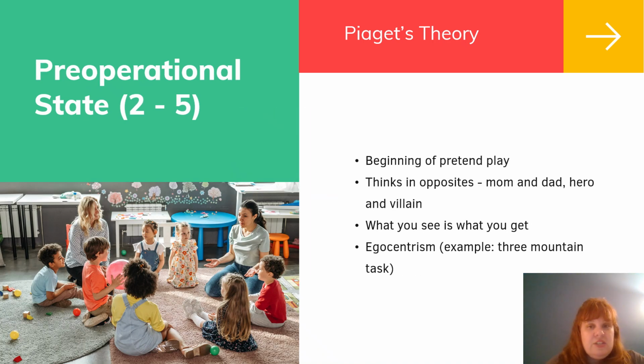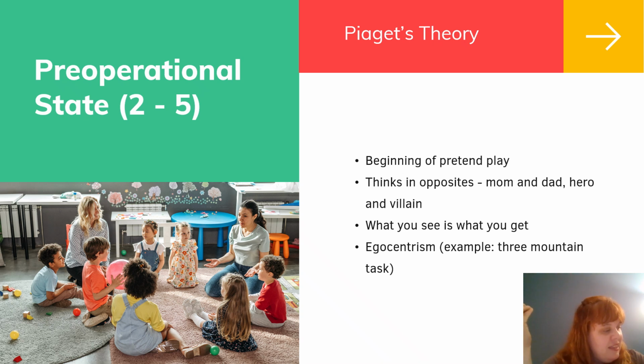During the pre-operational stage, this is ages about 2 to 5, so we're talking kind of the preschool years. And this is where kids really develop into that pretend play thinking, where they can really imagine something. It's not just about what's in front of them necessarily, but they can imagine, they can pretend.